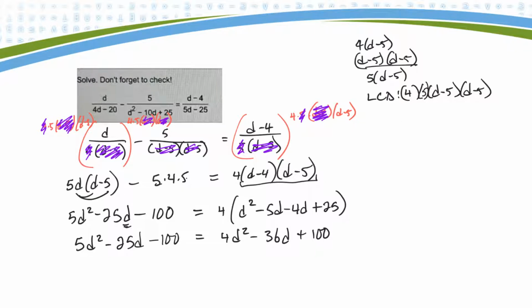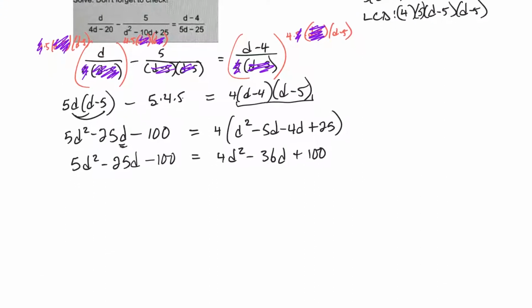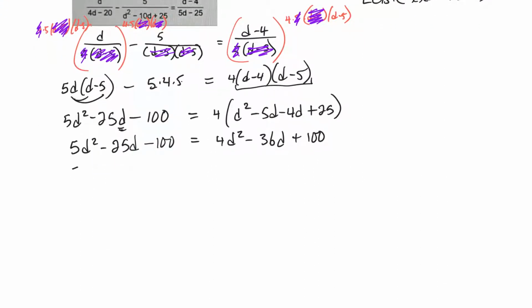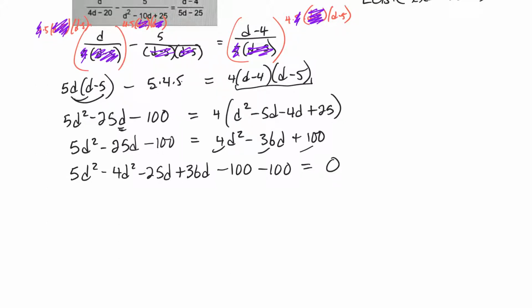Okay, so now I've got a D squared, so let's bring everything over onto the left-hand side. So I'll have 5D squared minus 4D squared minus 25D plus 36D minus 100 minus another 100 equals 0. So I just moved those 3 over to the other side. Collecting like terms, I'll get a D squared, this would be plus 11D, and minus 100, that'd be minus 200 equals 0.